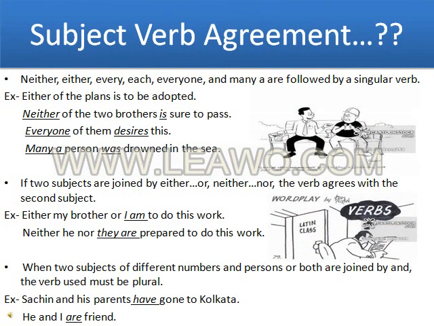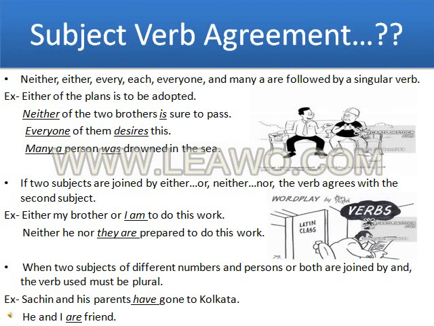Neither, either, every, each, everyone, and many are followed by a singular verb. It means that if any sentence begins with these words, neither, either, every, each, everyone, and many, then the verb will be singular. Blindly we can use the singular verb. For example, "Either of the plans is to be adopted." Second one, "Neither of the two brothers is sure to pass."